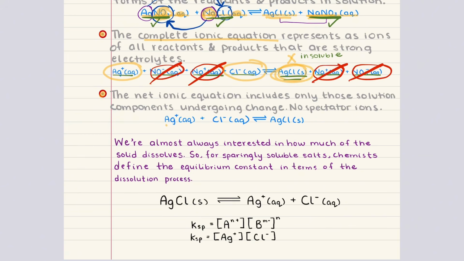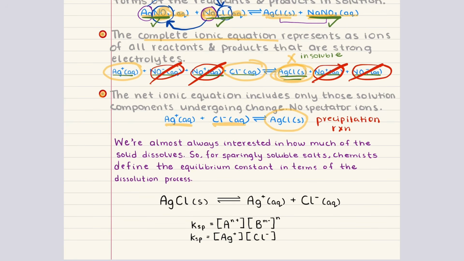This is going to be our silver cations plus our chloride anions on the reactant side, both in aqueous phase. Those produce our product, silver chloride. This is our precipitate, so it's in the solid phase. This is the net ionic equation, and it tells us exactly which species are reacting and what is being formed. Silver ions combine with chloride ions to form a solid precipitate of silver chloride.